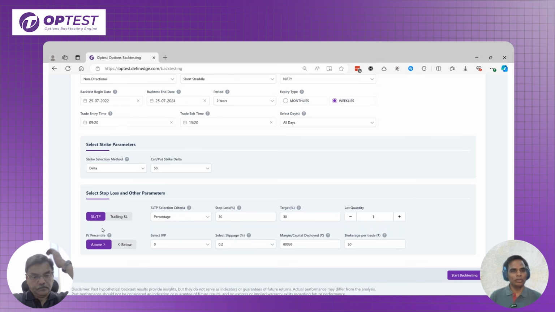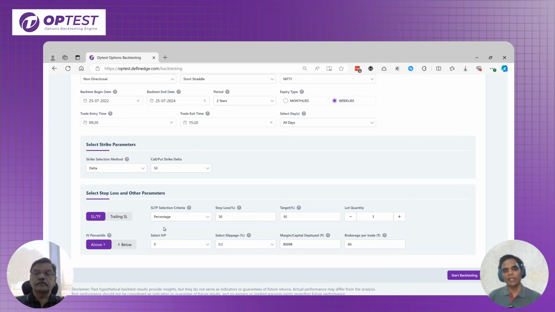Now coming to stop loss and other parameters. Now stop loss and target price. TP means target price and SL means stop loss. In the stop loss, we also have a trailing stop loss method. Trailing stop loss, you already know: if you are in profit, your stop loss is also moved up according to how much the profit has moved up. So it is trailing accordingly.